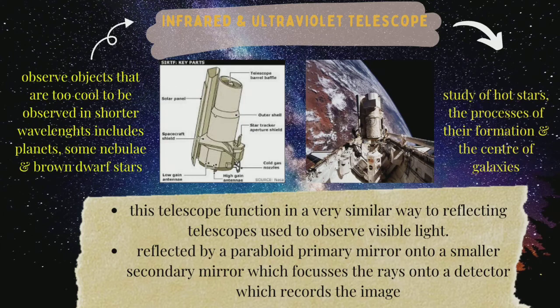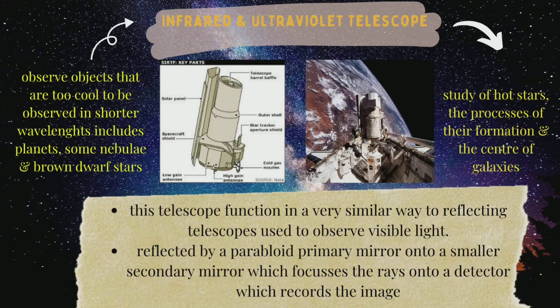Next is infrared and ultraviolet telescopes. These telescopes function in a very similar way to reflecting telescopes used to observe visible light. Incoming waves are reflected by a parabolic primary mirror onto a smaller secondary mirror, which focuses the rays onto a detector which records the image. One unique problem of infrared telescopes is that they can produce their own IR radiation from their heat, so they must be cooled to very low temperatures.